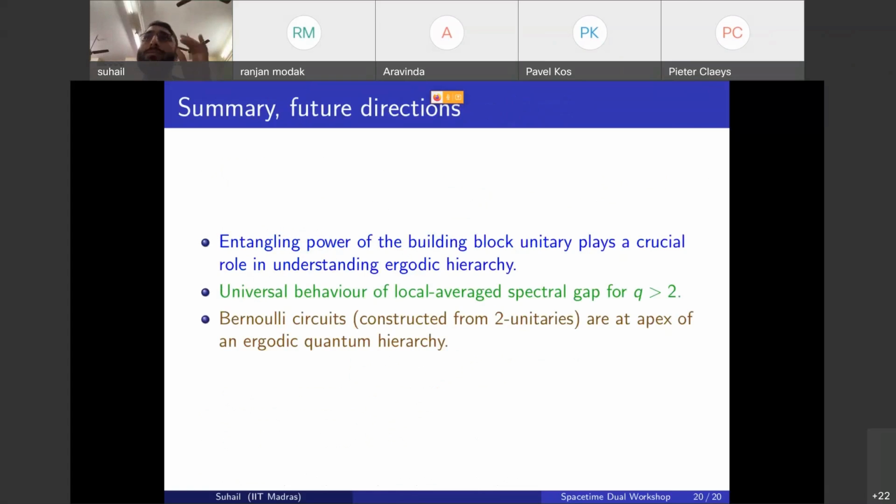Let me just summarize. We showed that the entangling power of the building block of the dual unitary plays a crucial role in understanding this ergodic hierarchy. There is a universal behavior for the locally averaged spectral gap for q greater than 2; q equal to 2 is a different world. We also constructed Bernoulli circuits, which are at the apex of the quantum ergodic hierarchy, in the sense that the correlations decay instantaneously and the rates are infinite.